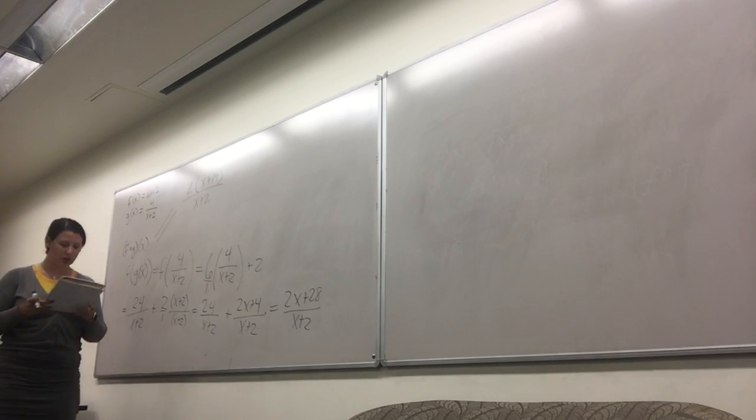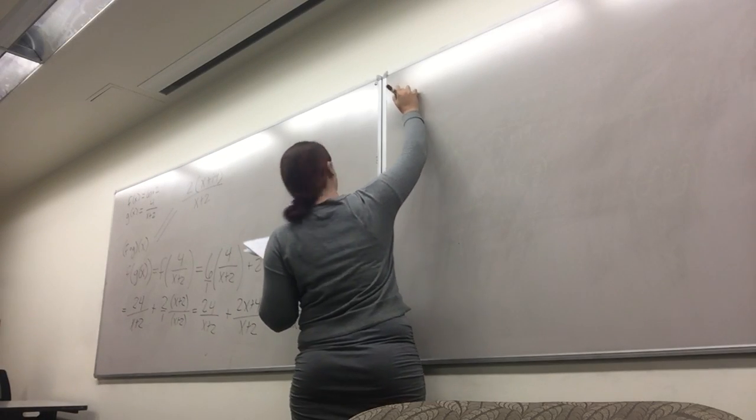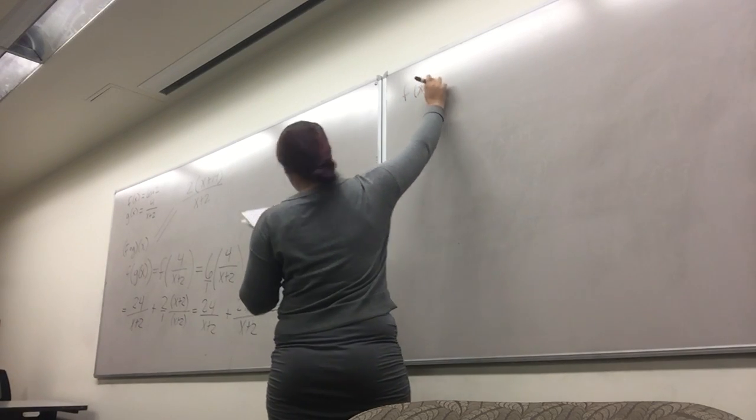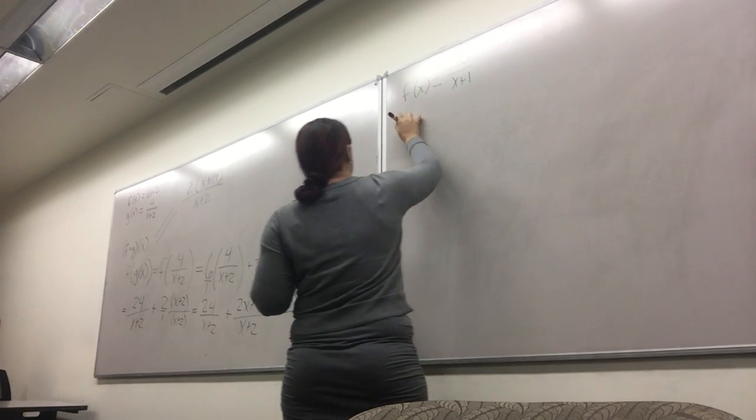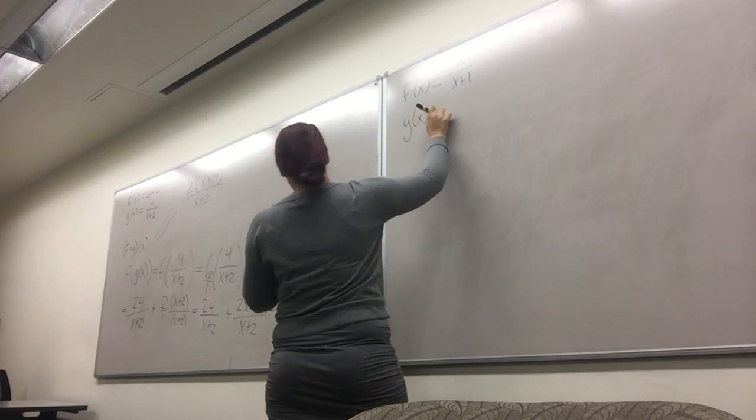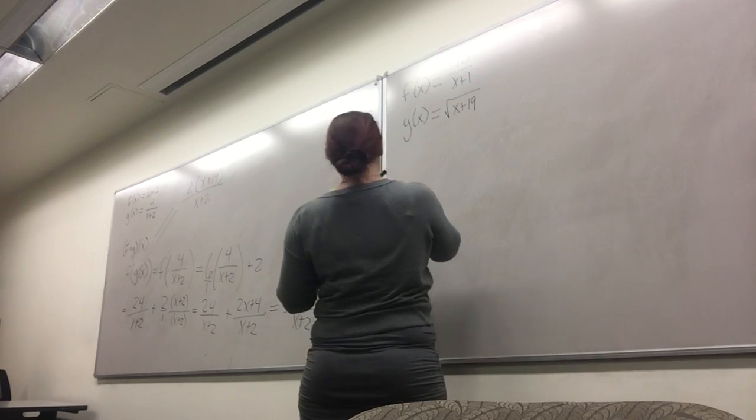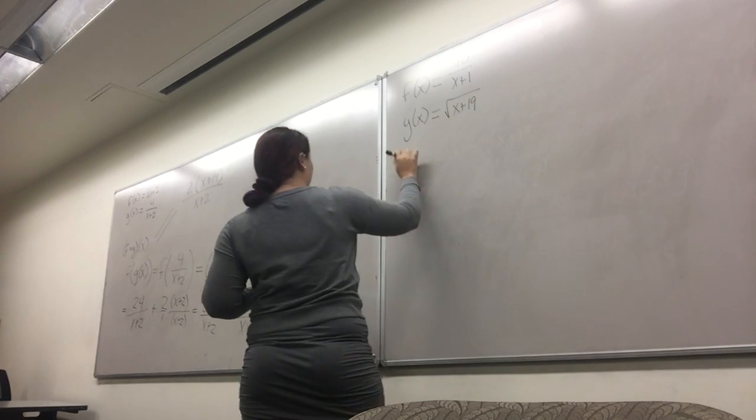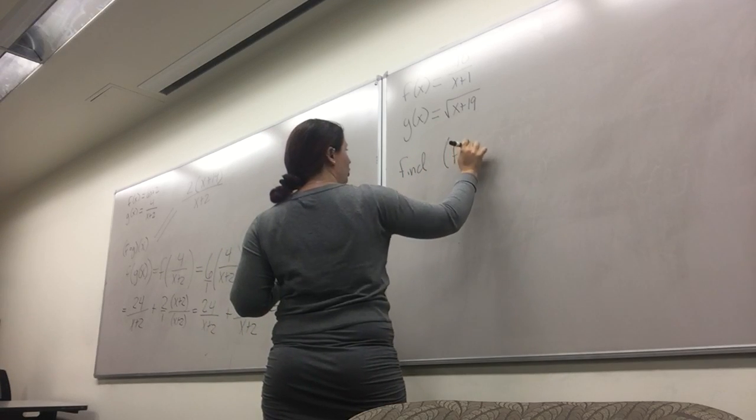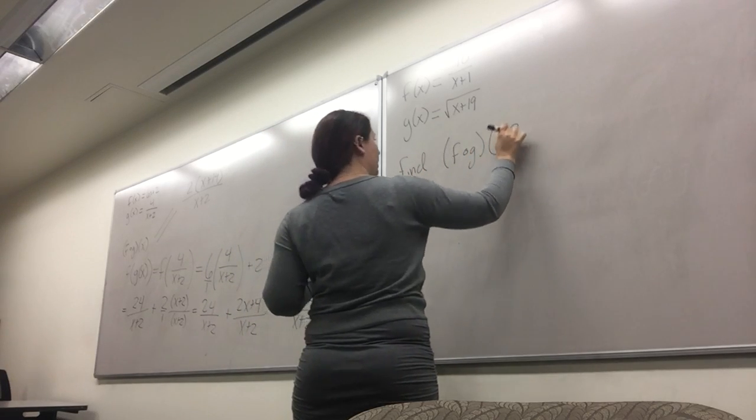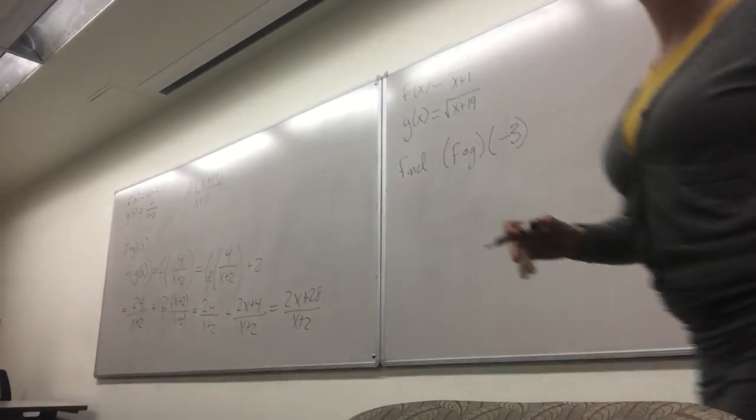Okay. Let's do another one. So if we have f of x equal to 10 over x plus 1, and g of x is the square root of x plus 19, we want to find f of g of negative 3. So how do we do that?